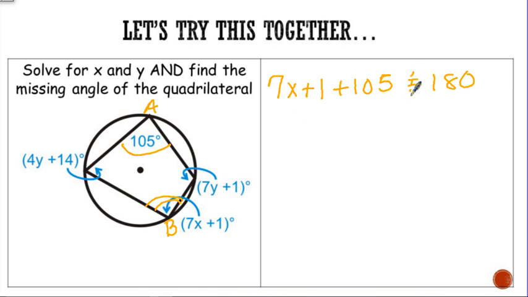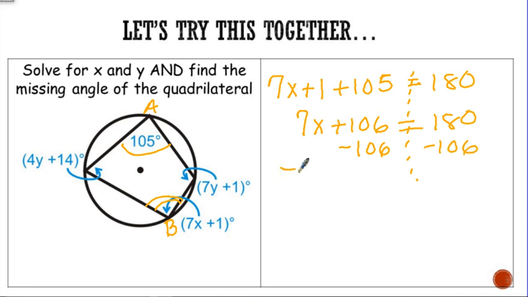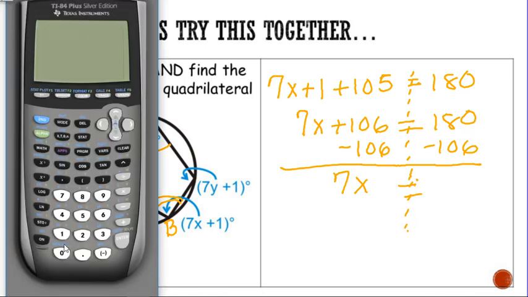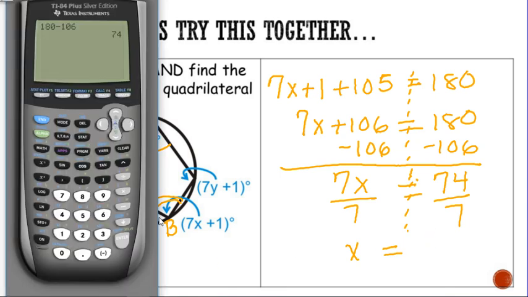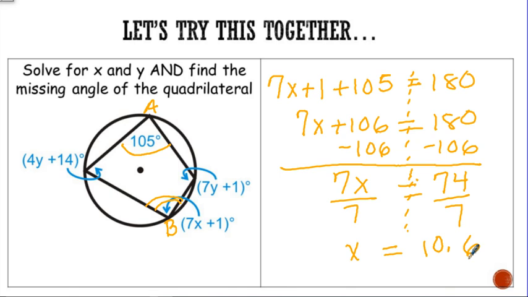So here I'm going to use the rules we know. Constants are on the right side of the equation and variables are on the left. So 7x plus 106 equals 180. So I need to move this constant over to the other side. And remember, when you cross over the line, you change the sign. So 180 minus 106. Let me grab the calculator, see what we get. That's 74, and then we're going to divide both sides by 7. So x equals 74 divided by 7, and I'm going to round to the nearest tenth, 10.6. And 10.6 is x, and then we'll find what the degree is.